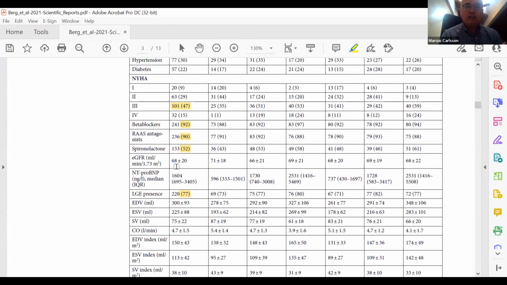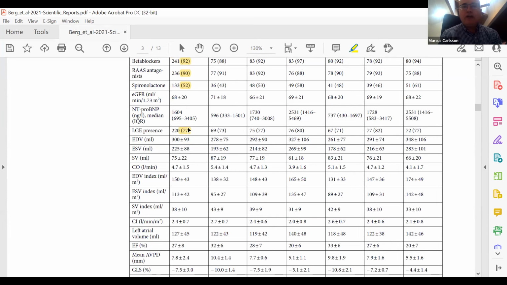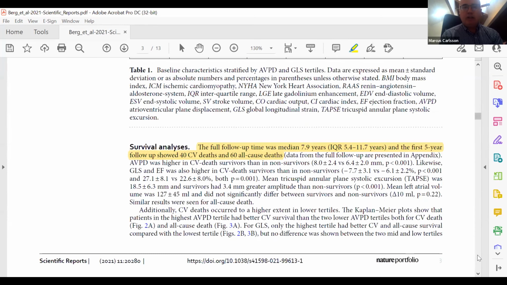Their kidney function was actually not so bad. And they, of course, had increased NT-proBNP. LGE was found in the vast majority, 77% of patients. And we can return to this table a little bit later.